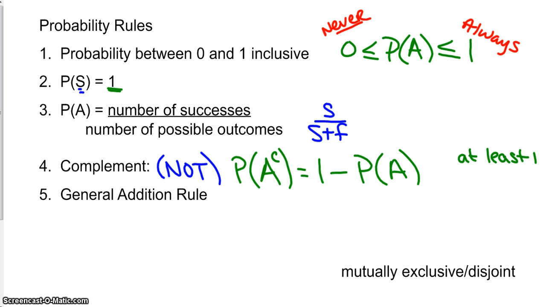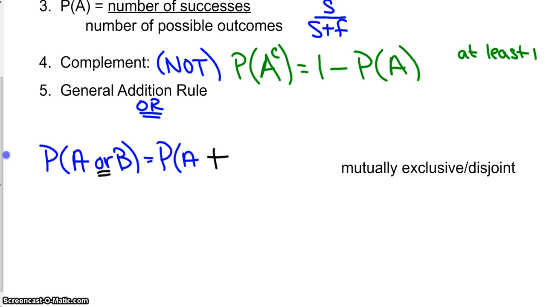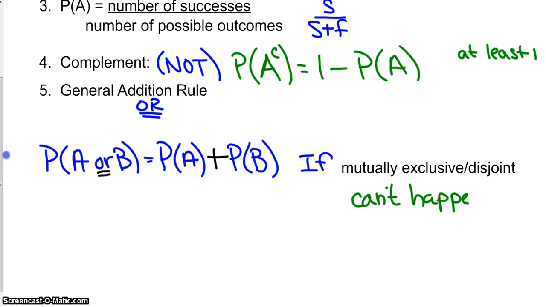Your general addition rule. This is going to be the OR piece. You've got to tie addition with OR. So what it says is the probability that event A or event B happens. Anytime you see that OR, right away you've got to think addition. It's those 2 probabilities individually added together. If they're mutually exclusive, or another term that means the same thing, disjoint, what that means is that they can't happen at the same time.